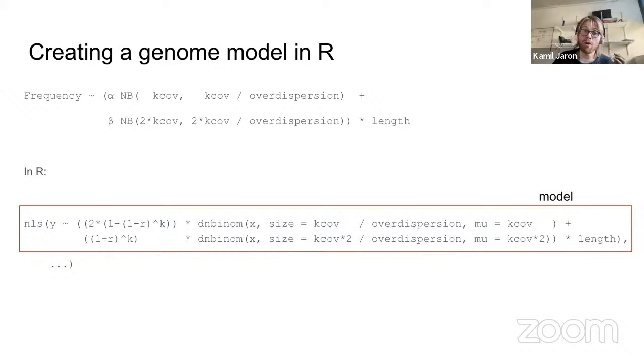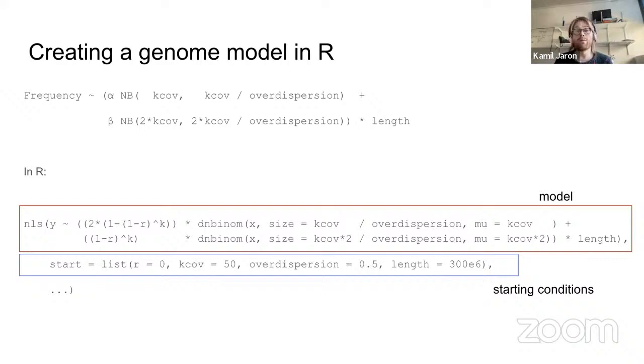Because it's non-linear least squares, you need to tell it where to start the search. So you just give it a list where you say, I will start with heterozygosity 0, with k-mer coverage 50, with overdispersion parameter 0.5, which is actually oddly a really good value. It just turns out that whatever you do, you will not figure out anything better than 0.5. Don't change 0.5, it will collapse. And some reasonable estimate for genome size.